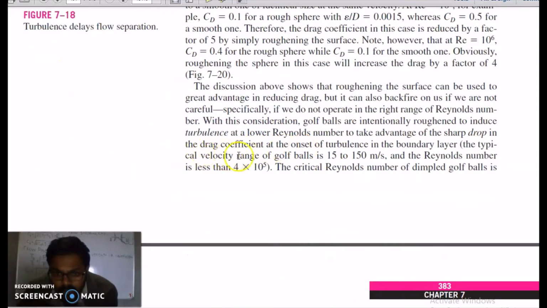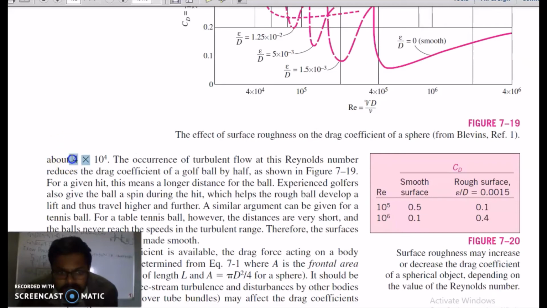The typical velocity range of a golf ball is 15 to 150 meters per second, and the Reynolds number is less than 4 times 10 to the power 5. The critical Reynolds number of a dimpled golf ball is this. The occurrence of turbulent flow at this Reynolds number reduces the drag coefficient of the ball by half.